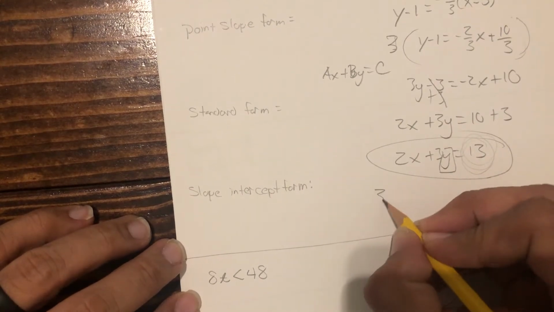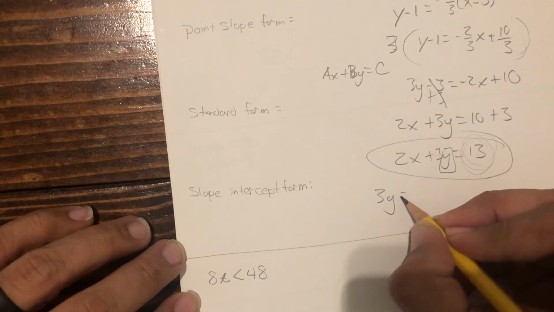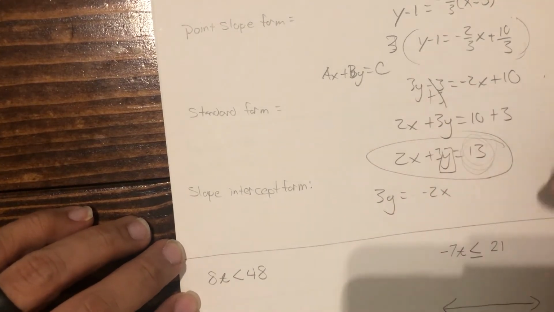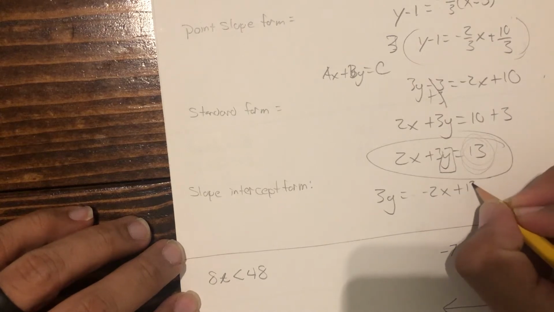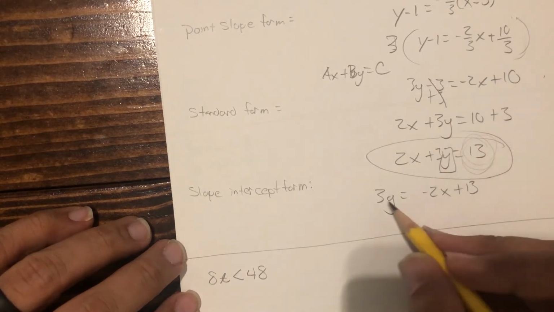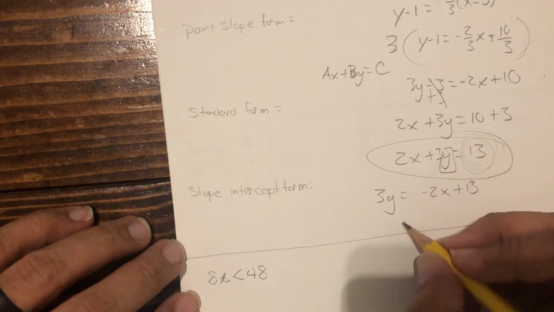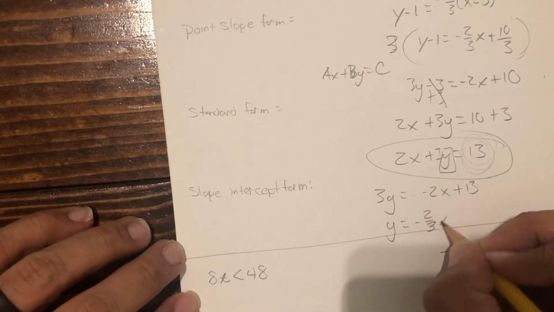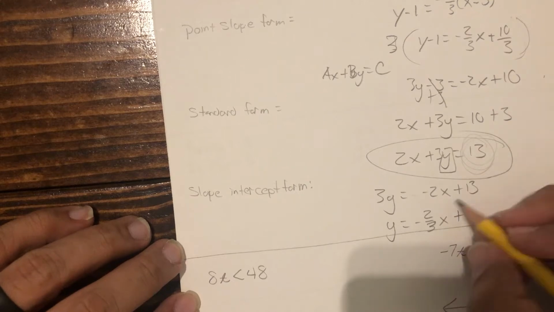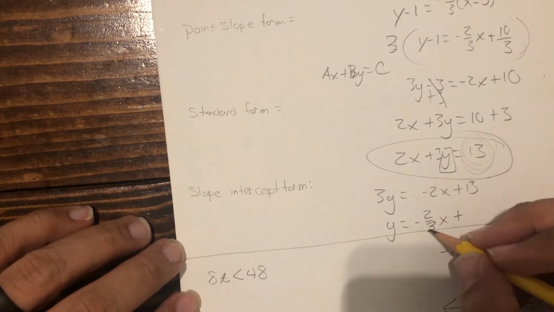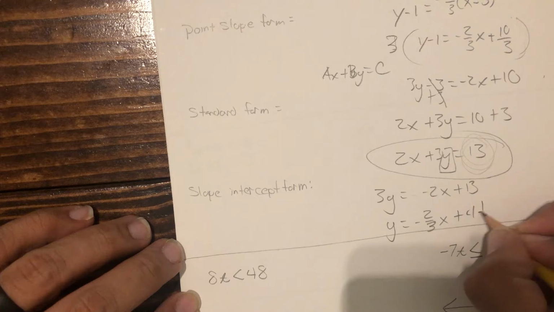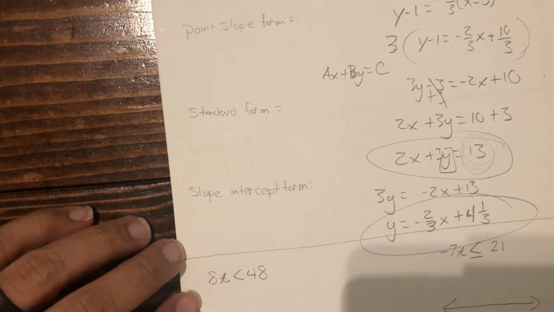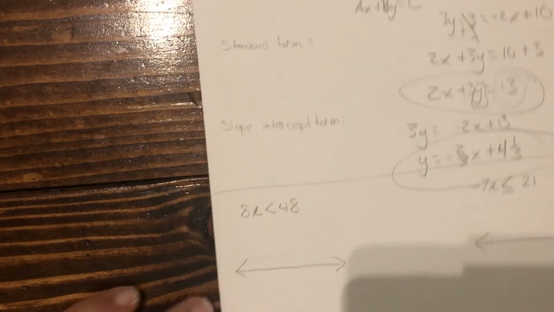So I'm left with 3y equals negative 2x plus 13. Then I'm going to divide everything by 3, and that'll be my slope-intercept form. Y equals negative 2 over 3x plus 13 divided by 3. That's going to leave me with 4 1/3. Final answer.